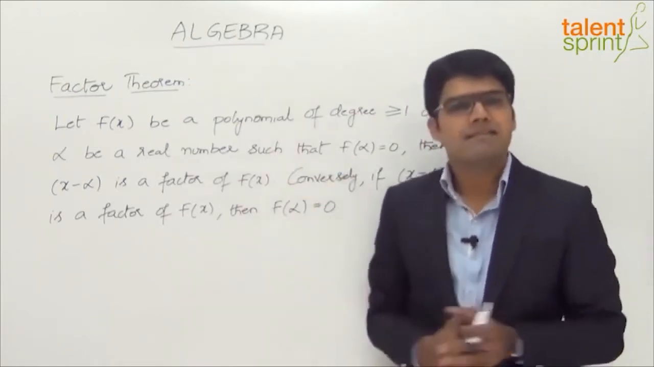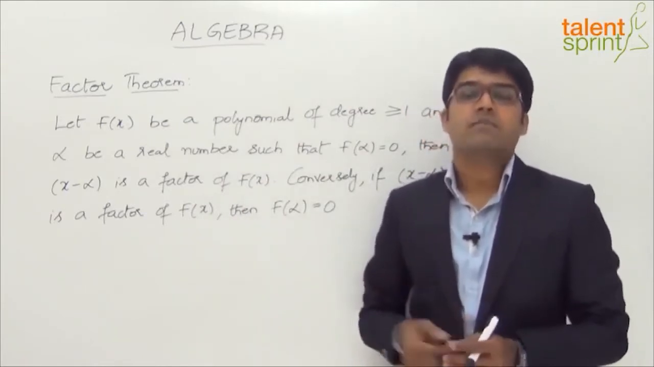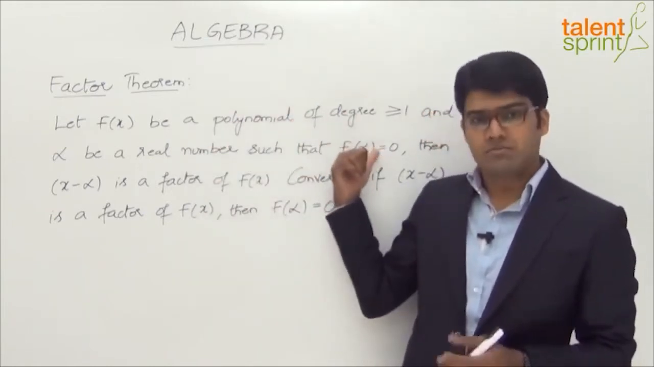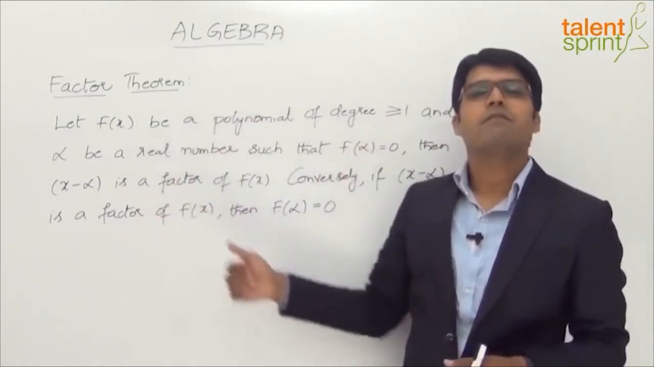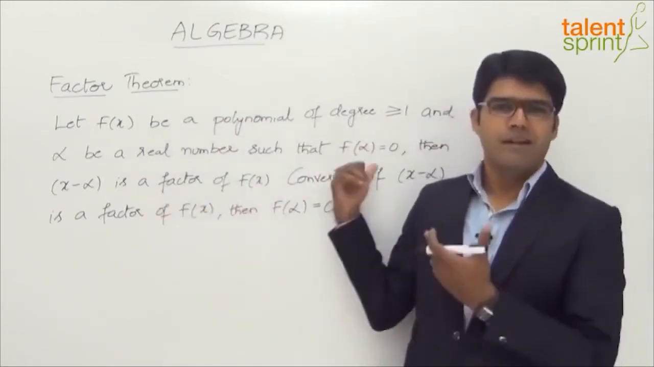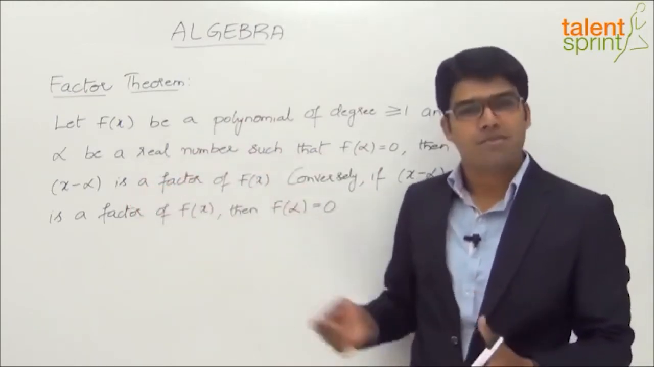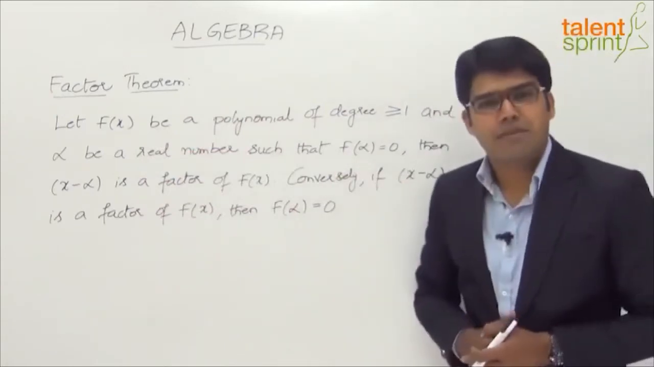Alright, so the statement here says: let f of x be a polynomial and let alpha be a real number. Now if f of alpha is 0, then x minus alpha will be a factor of f of x. So if the remainder is 0, it means it is a factor, or if it is a factor, then the remainder has to be 0. This is what is meant by the factor theorem. Let us understand this with the help of an example.